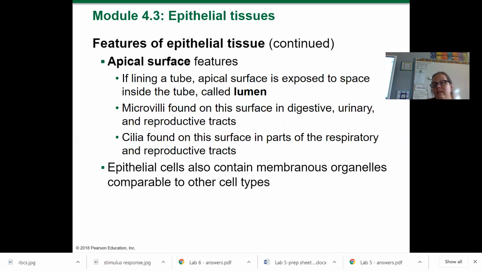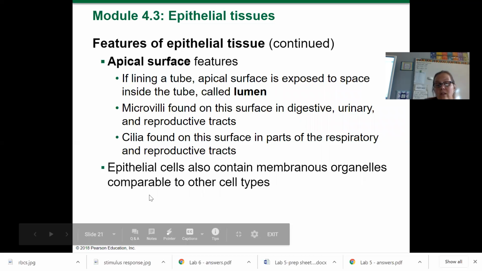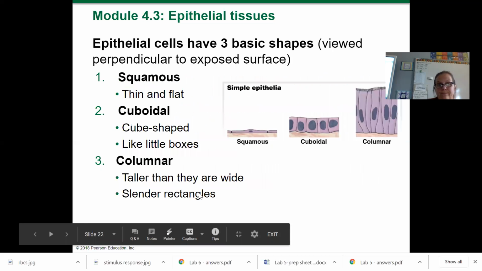If it's lining a tube, like say it's lining the inside of your intestines, the inside is called a lumen. It's an open cavity. Lumen generally means open cavity. There's also these specialized microvilli, which are found on the surface, and then there are cilia. There are also membranous organelles, a lot more membranous organelles compared to other cells.